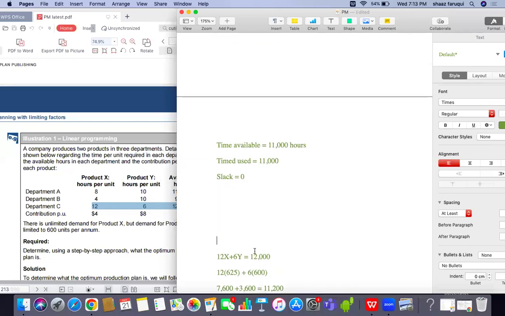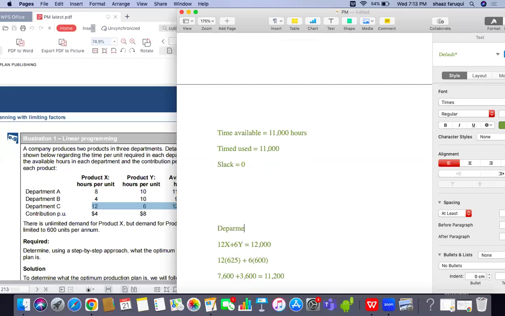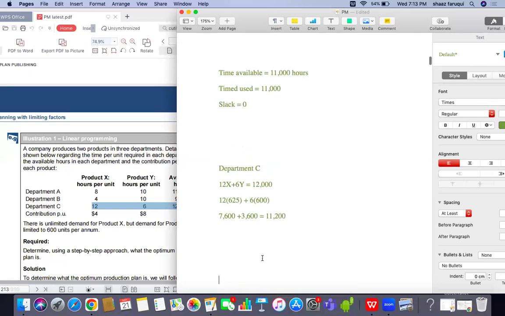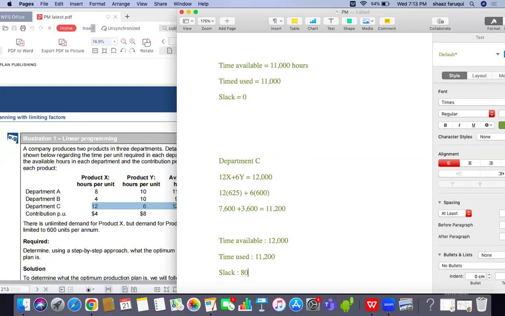So you see, in Department C line, time available was 12,000. Time used was 11,200, meaning there was slack, or there was an unused limited resource. There was a spare limited resource. There was slack of how much? There was slack of 800. So I hope slack is clear to you.